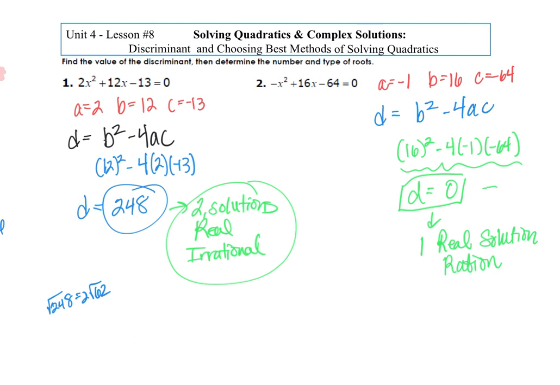Why do I know that? Because the discriminant is equal to 0. Okay, that's what it's telling us. Let the math talk to you, people. It makes it a lot easier.